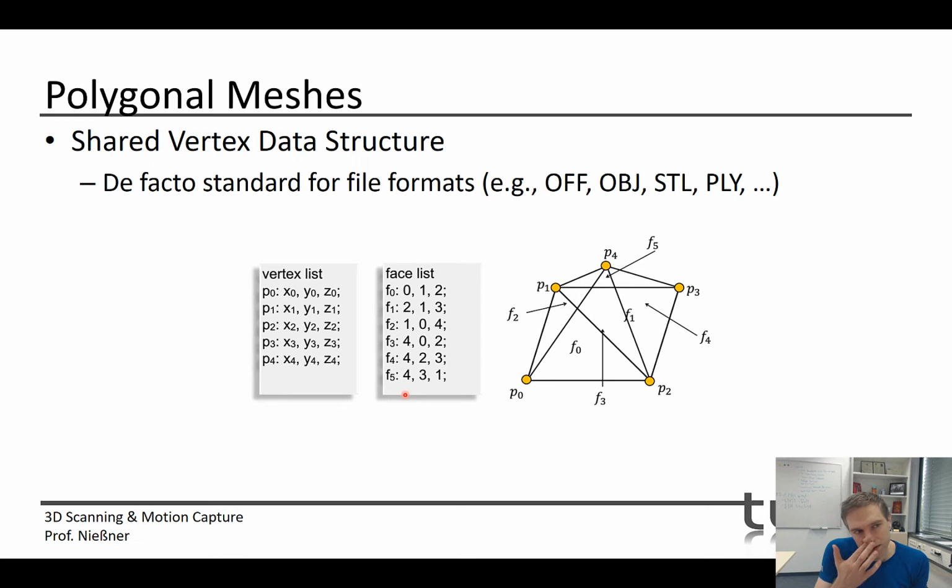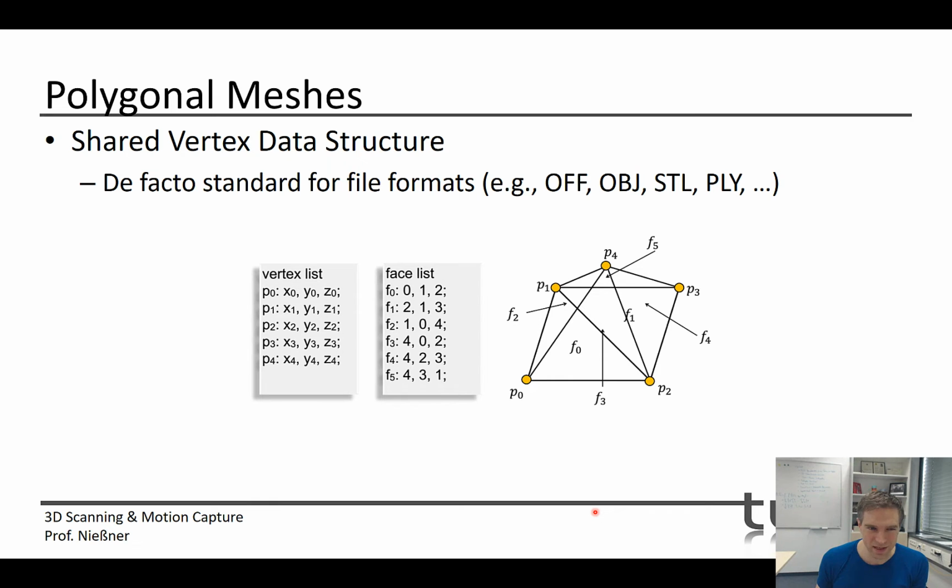Now, this is pretty much the standard data structure for all of the standard file formats. So one thing you will often encounter is something like OFF files, OBJ files, STL files, PLY files. These are common things. They can be stored in ASCII, but some of them can also be stored in binary. But in principle, they always have the same property. You have a vertex list, you have a face list that defines your mesh, basically.